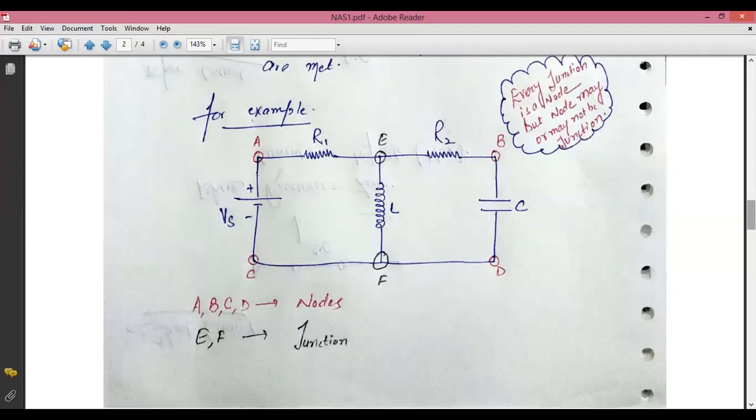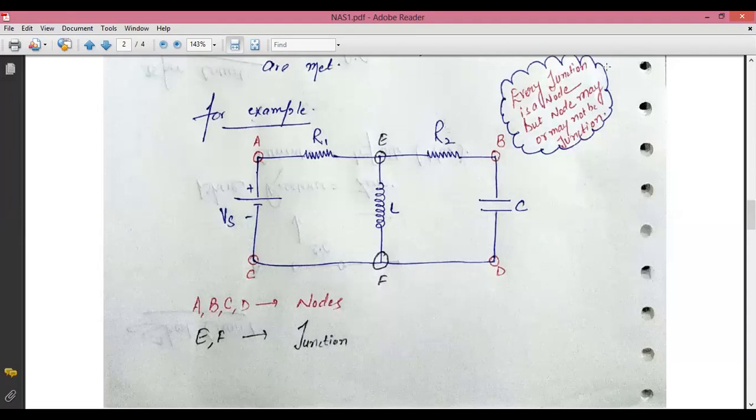Is it clear? So the question is, these red color points marked A, B, C, D are called a node. These points, these dots in a circle. So these points A, B, C, D are called the node. The reason being, these are the points where two or more than two branches are met. Point number E and point number F are called junctions. The red color points are nodes, whereas the black color points are called junctions.